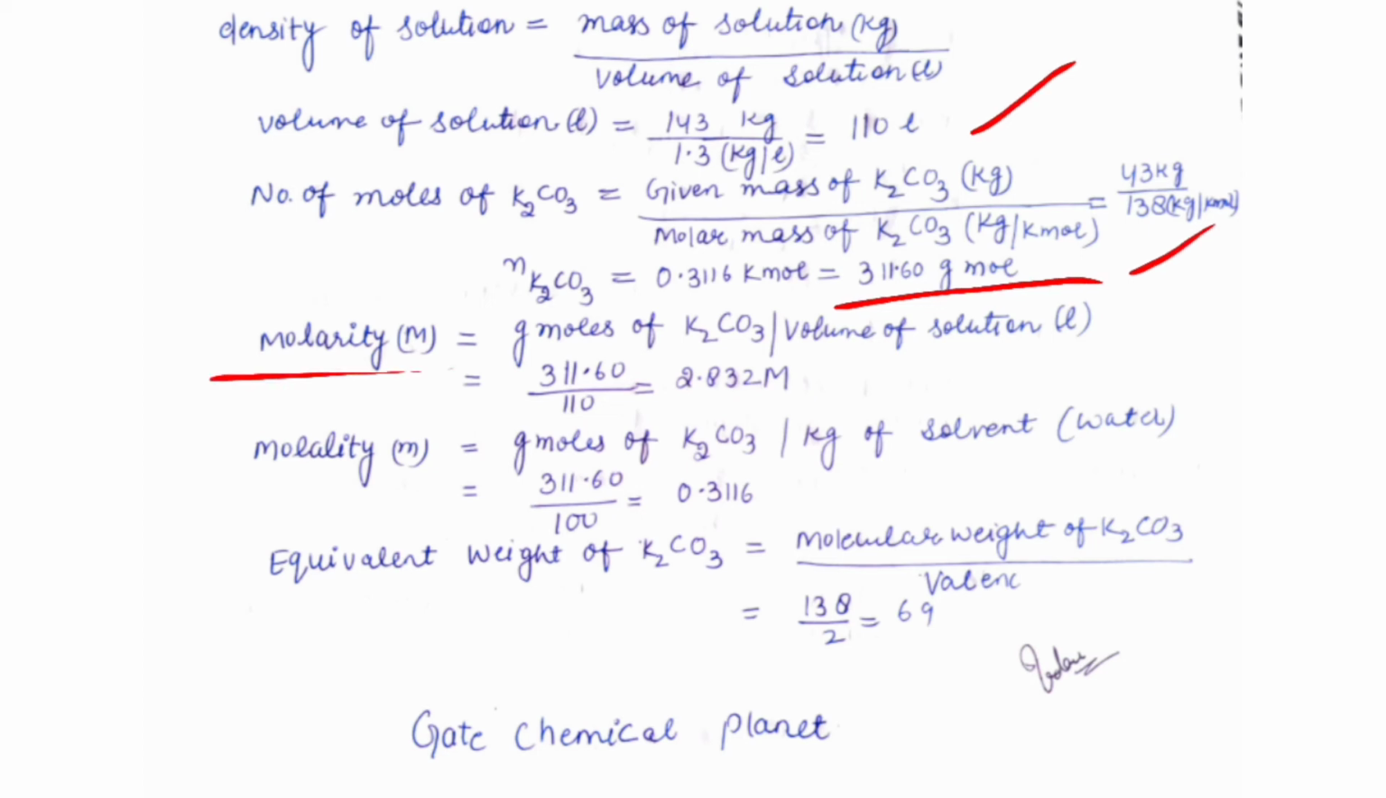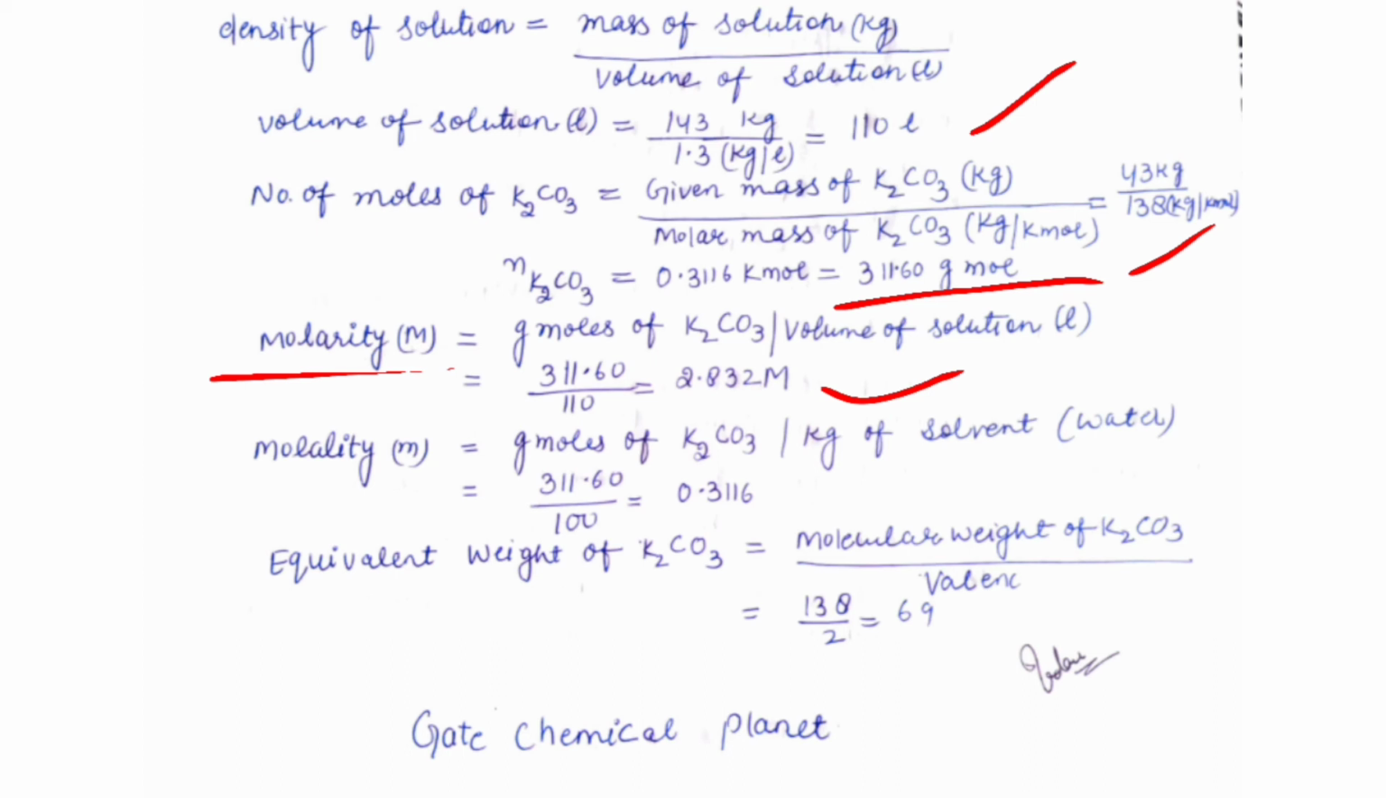And we know that molarity, capital M, equals gram moles of K2CO3 divided by the volume of solution in liters. So we can calculate the molarity in this way. Gram moles of K2CO3 is 311.60 divided by the total volume of solution in liters, which is 110. So in this way the value of molarity equals 2.832 M.